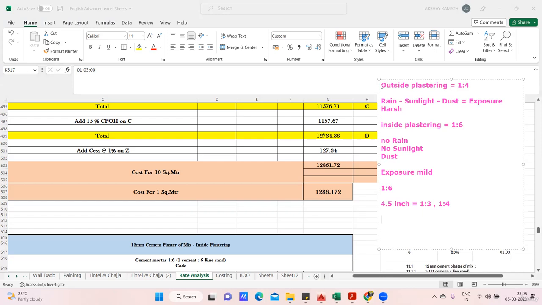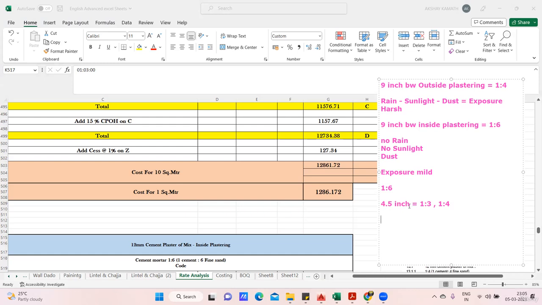See, all this outside plastering that I did, we are going to do this on the 9-inch brickwork, right? So this is on the 9-inch brickwork. Even the inside plastering, whatever we are doing, we go with 9-inch brickwork. But again, wherever we do 4.5-inch brickwork, we go with a ratio of 1 is to 3 and 1 is to 4. The reason is that your 4.5-inch brickwork itself doesn't have much stability.